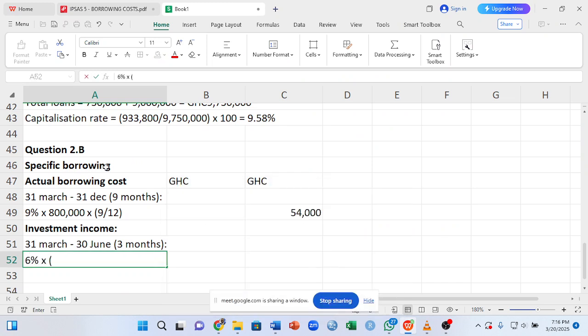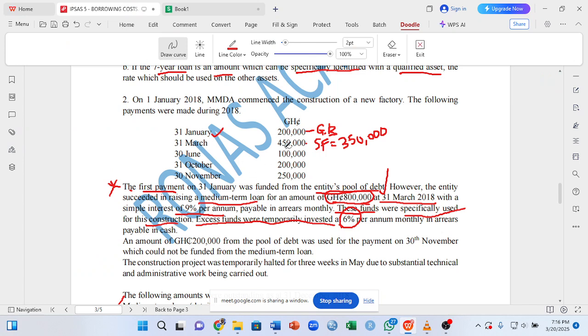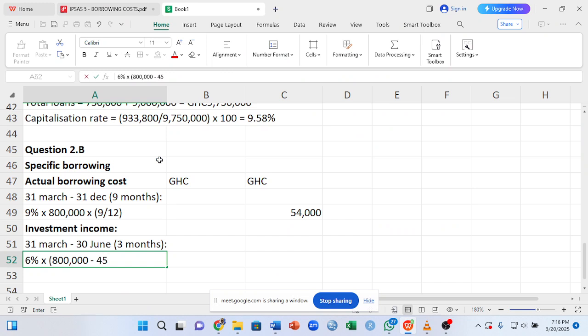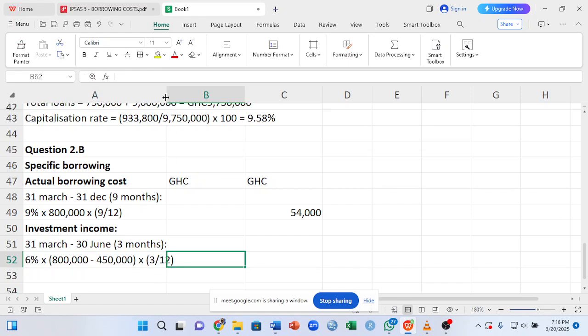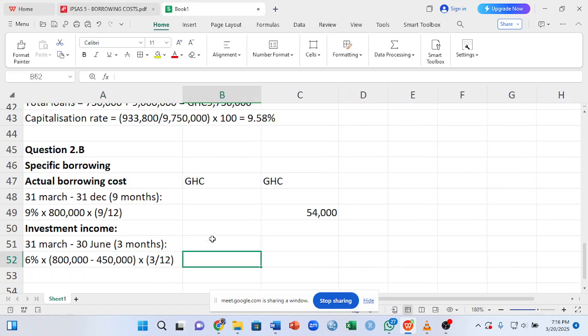How do we get the idle amount? We pick the total loan facility for the medium term, and then we subtract the first payment of 450 from it. Then we multiply by the number of months, which is 3 over 12. What do we get? 5,250. Please calculate for us clearly.